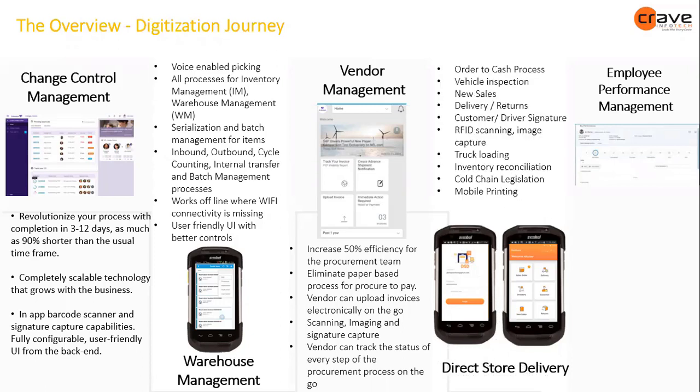Another key focus area for us is the direct store delivery. This application does the new sales, delivery, returns, customer signature capture, and it also allows you to track. So it has tracking inbuilt. If you want to track the location of your drivers, you can do that using the mobile. You don't need special GPS devices.